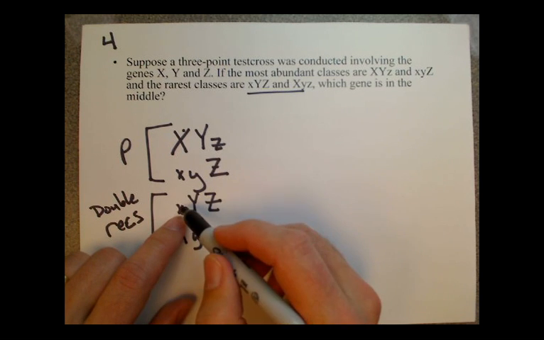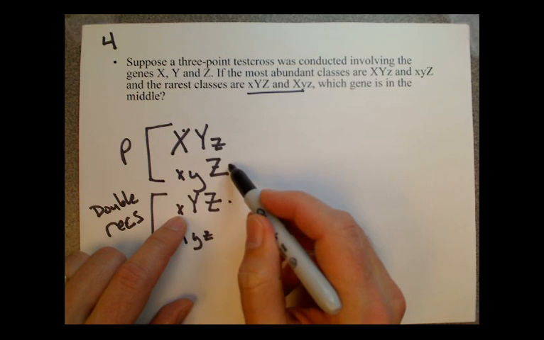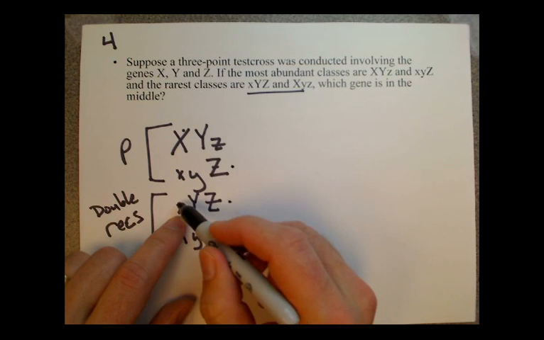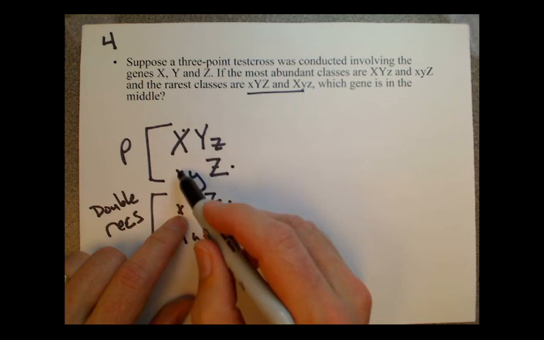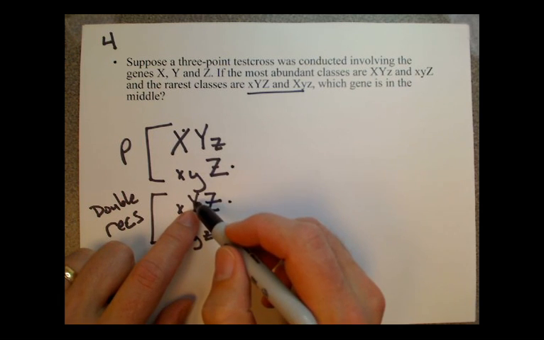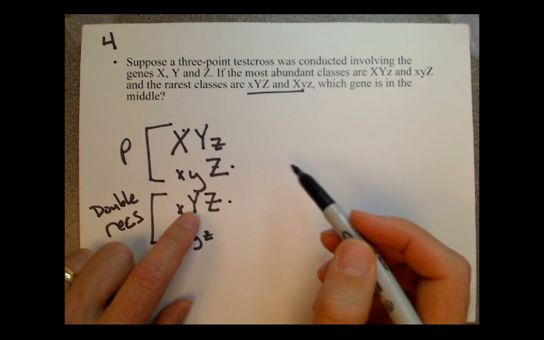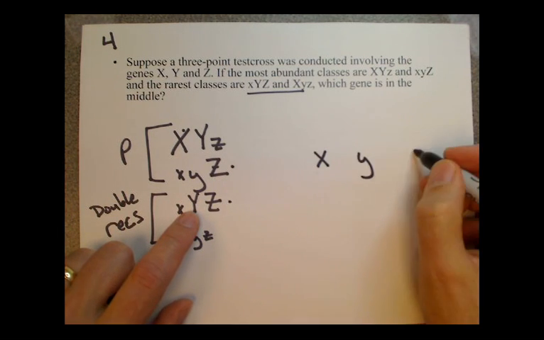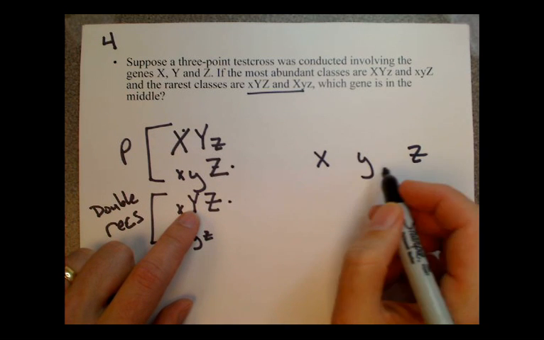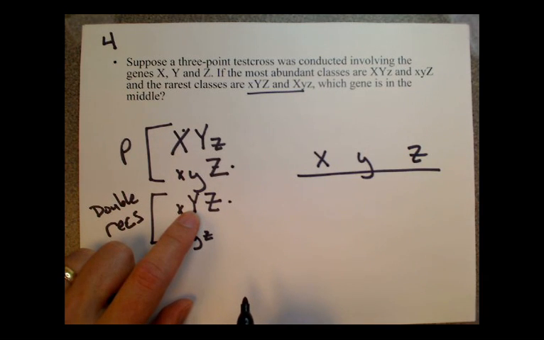So in this, if you were to compare this chromosome to this chromosome, you would see that we have little x, big Z, these two match. Y does not match, which means that Y is the gene that's in the center. So in this case, X, Y, and Z are in the correct order on the chromosome.